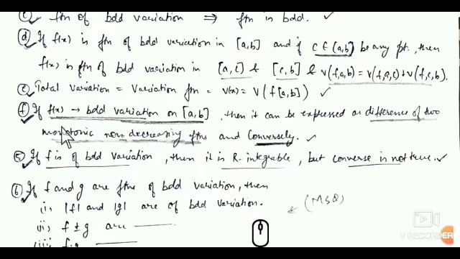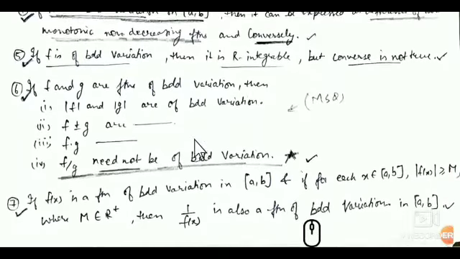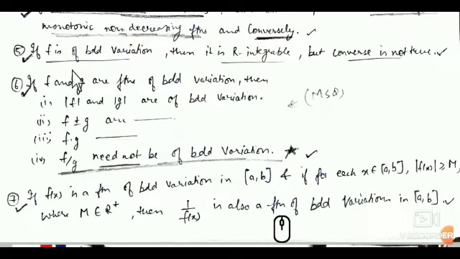After that, if f(x) is a function of bounded variation on closed interval [a, b], then it can be expressed as the difference of two monotonic non-decreasing functions, and conversely. That means if the function f(x) is of bounded variation, we can express it as the difference of two monotonic non-decreasing functions, and the converse is also true, right. Now the fifth point is, if f is a function of bounded variation then it is Riemann integrable, but the converse is not true.